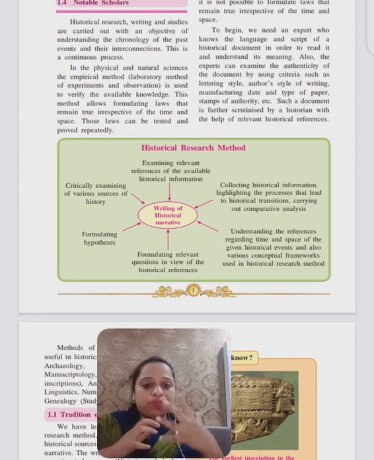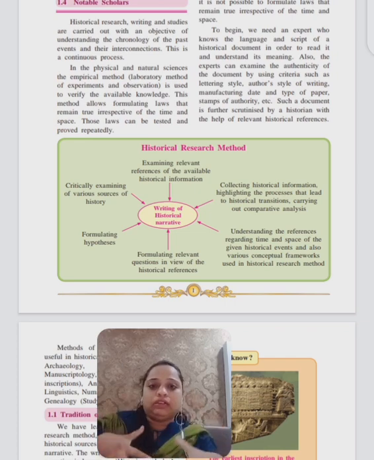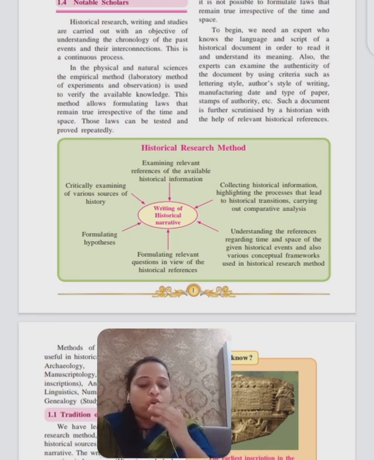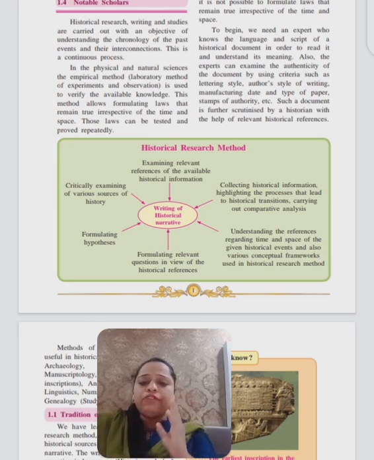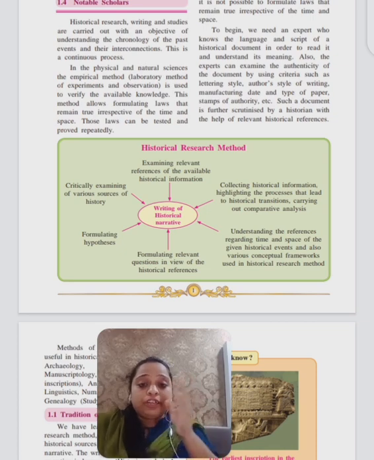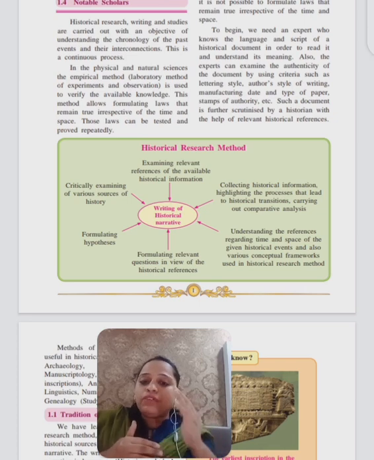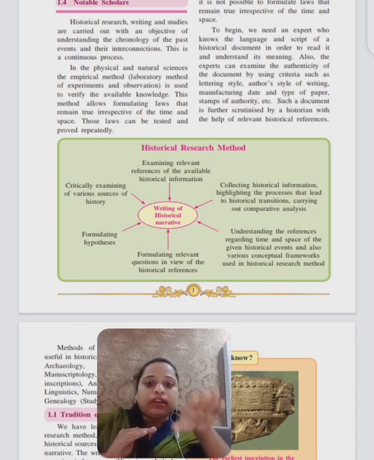And material source: in ancient days, the kings used to wear a lot of jewelry, their attire, their clothing pattern, and various sculptures and monuments, these will all be included in the material source of history. Point number 3, examining relevant references of the available historical information. It's very important to examine whether whatever references are available to us are relevant or not. Relevant means true, not false. False information cannot create history. Whatever information we have should be true.